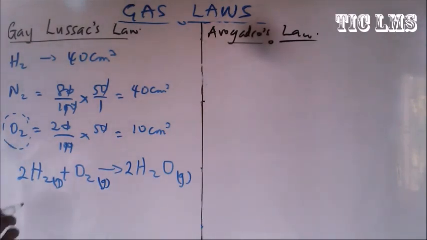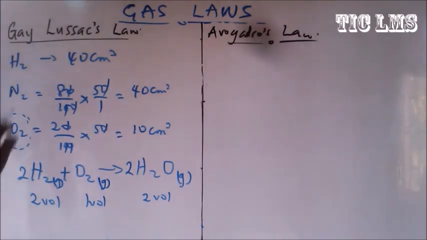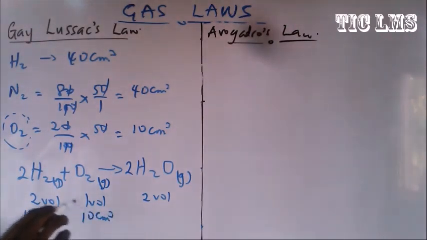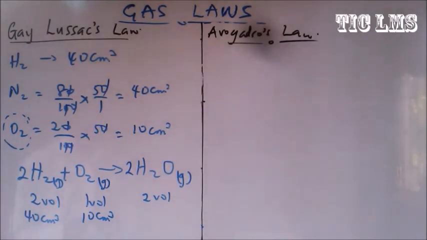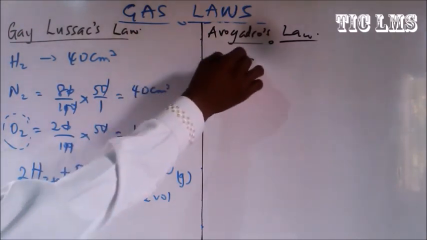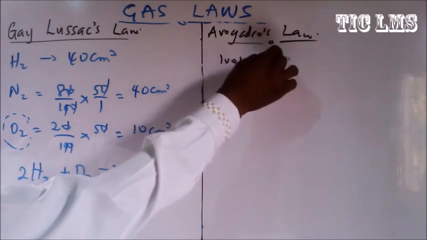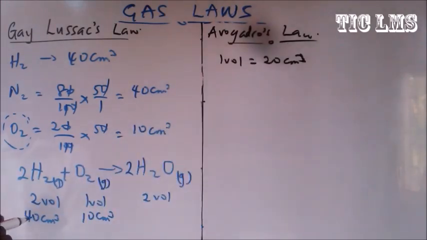Now we have 2 volumes of hydrogen here and we have 1 volume of oxygen to give us 2 volumes of water molecule. And from what we have here, we are told that 40 cm cubed of hydrogen was made available, and 10 cm cubed of oxygen was made available. Now with this, 1 volume of oxygen is 10 cm cubed, and then 1 volume of hydrogen here is 20 cm cubed, because 2 volumes is 40, hence 1 volume is 20.